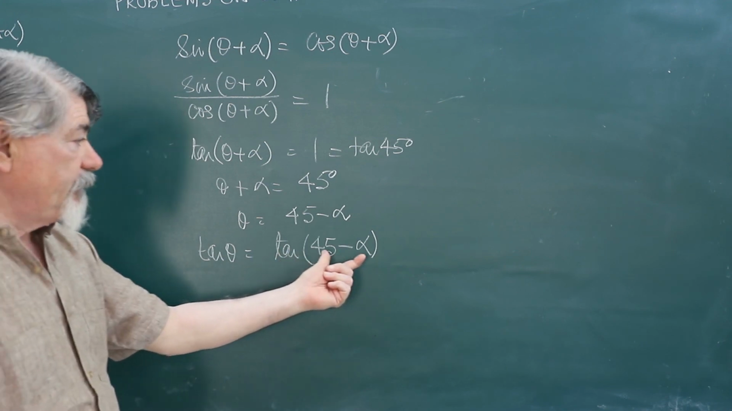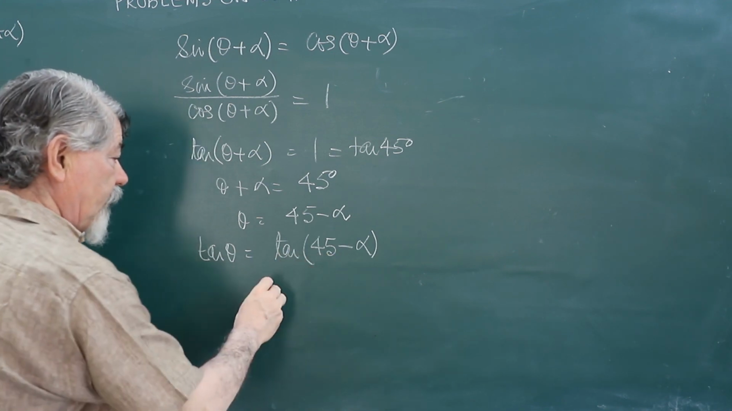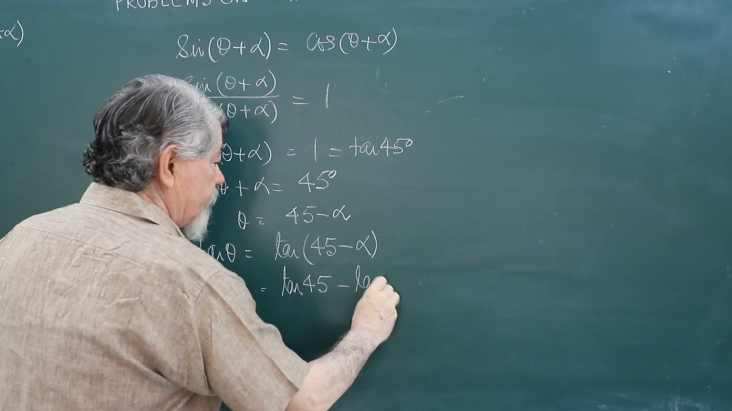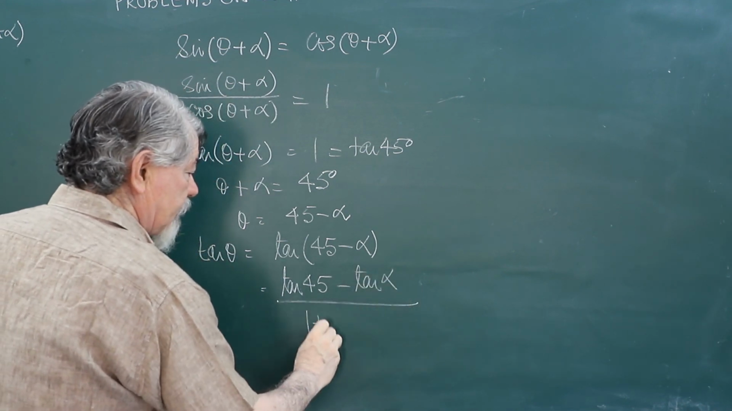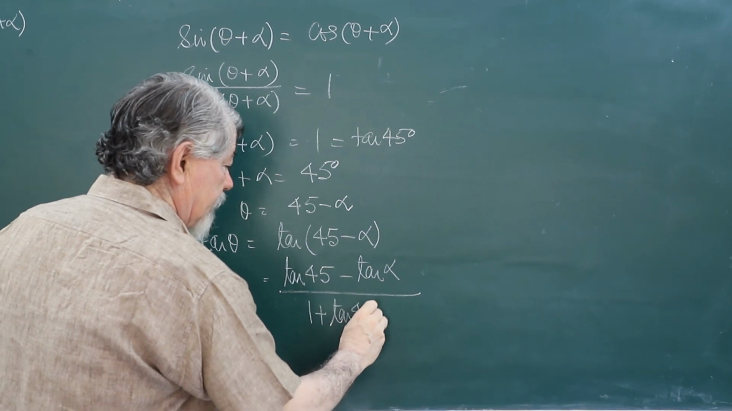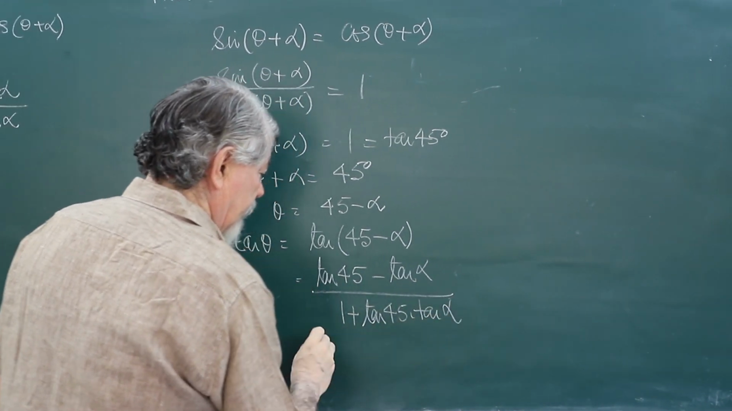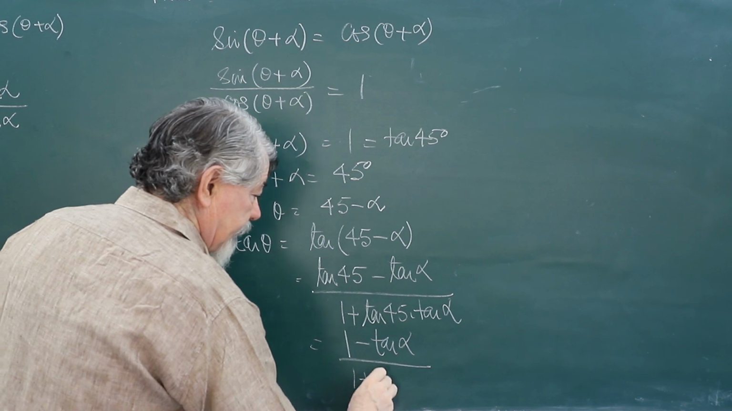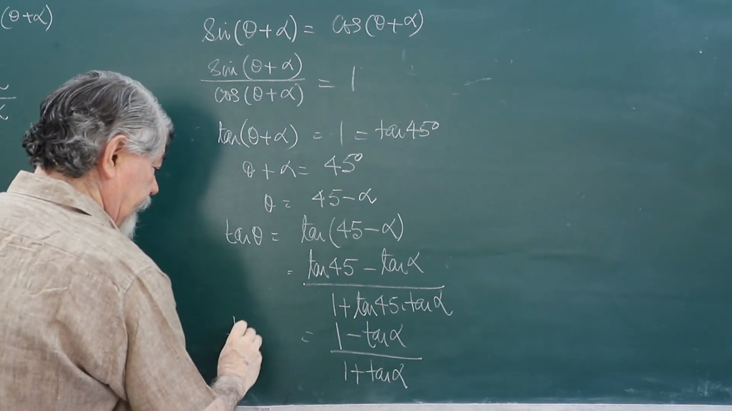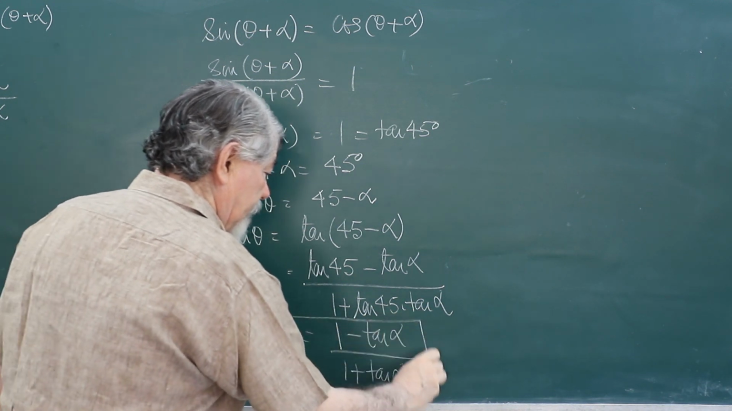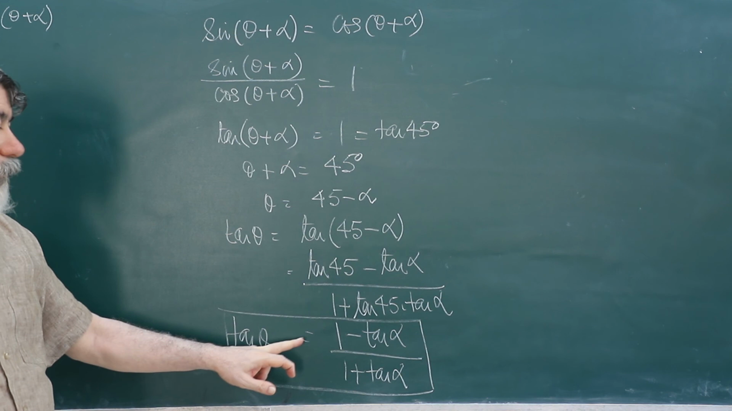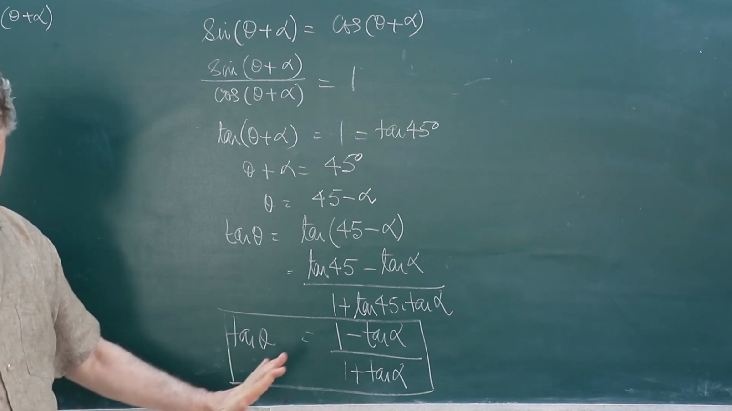Tan(45 minus alpha) means tan(A minus B). The formula for tan(A minus B) is tan 45 minus tan alpha upon 1 plus tan 45 tan alpha. Tan 45 is 1, so 1 minus tan alpha upon 1 plus tan alpha. So tan theta will be equal to 1 minus tan alpha upon 1 plus tan alpha, which is what we had to prove. Thank you.